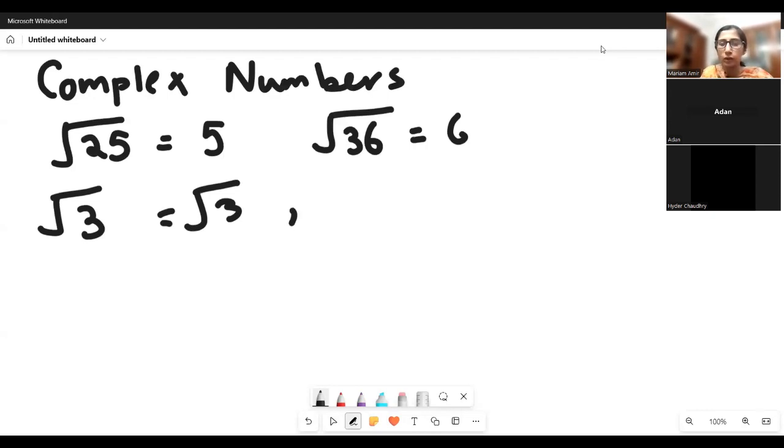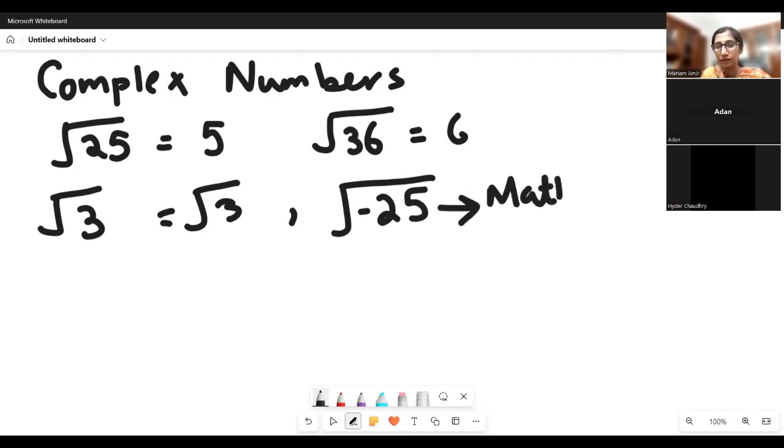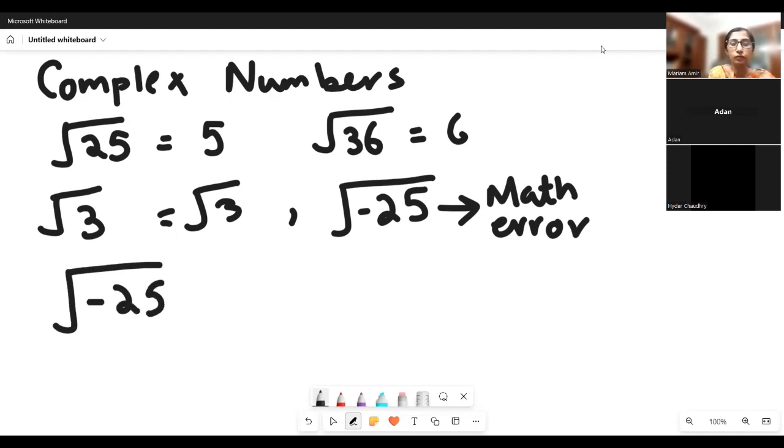But in O levels, when we used to get something like square root of minus 25 by mistake in the calculator, our calculator would say math error. And we would know that we've made some mistakes somewhere in the question, so we had to recheck all our working. That's not going to be the case anymore now. Square root of minus 25 would be 5 iota.